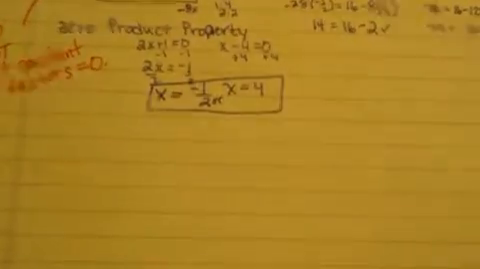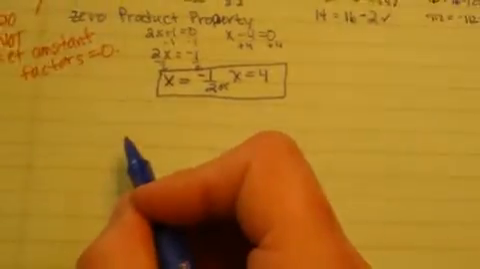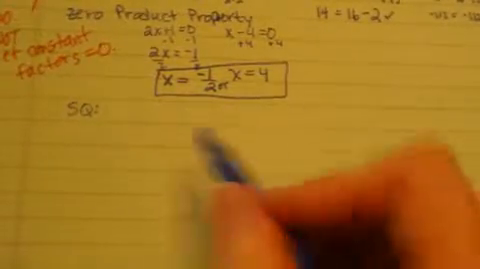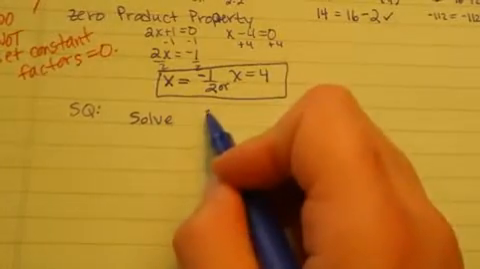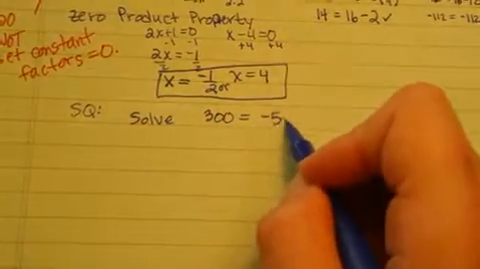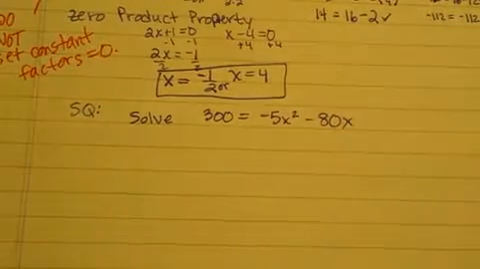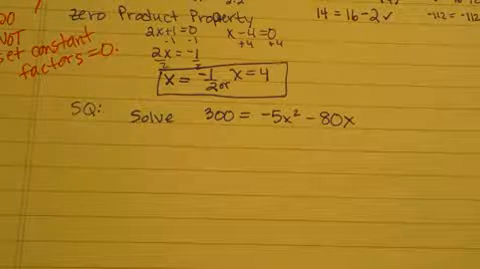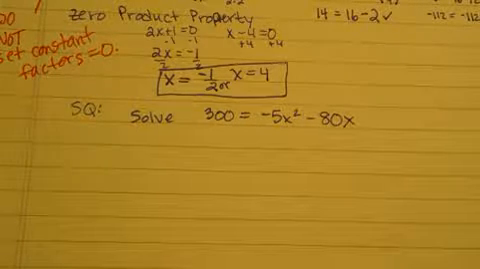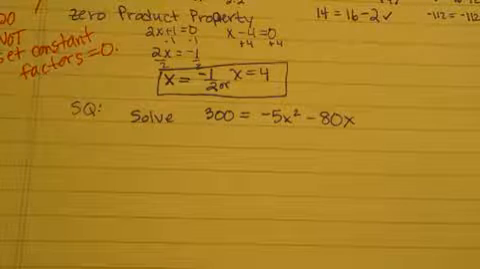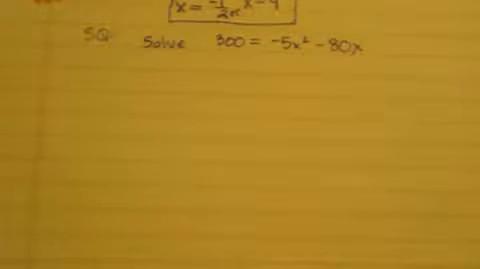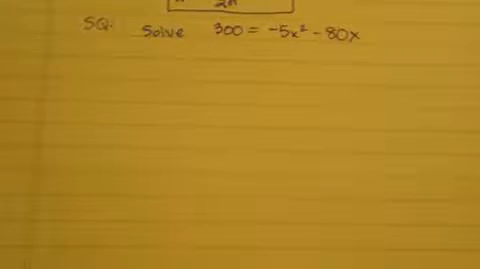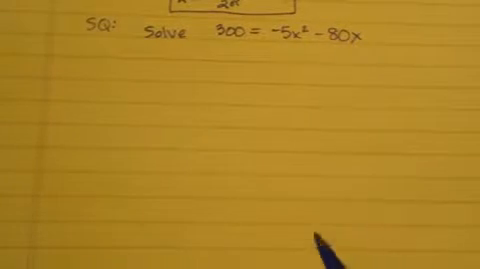Let's look at another example here. Oh, before we do that, let me give you a secret question. Your secret question is solve 300 equals negative 5x squared minus 80x. So if you are answering secret questions, go ahead and solve that. Pause the tape, solve that equation, and then if you have questions about it, go ahead and send me an email or write it down so that we can look at that together in class. Okay, and then we'll go on to our next example.